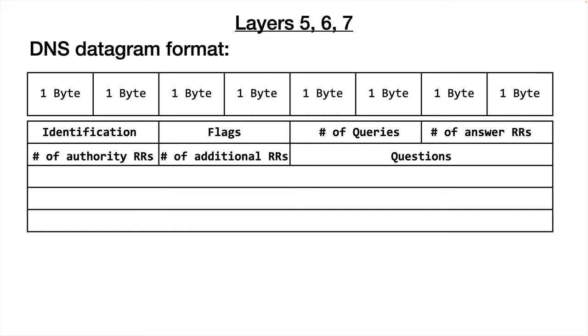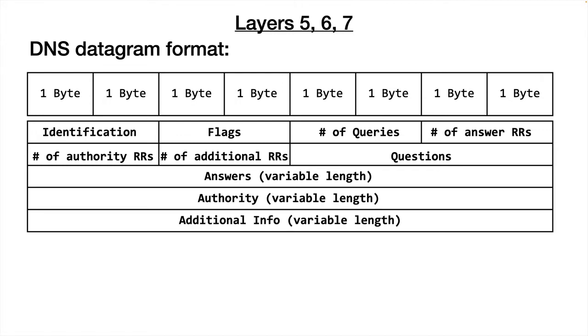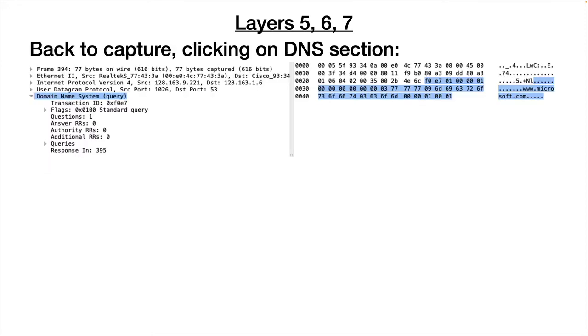And then if this is a reply, then we have answers. And as we'll see, these can be quite large here in a moment. But those are all the parts of the DNS query. We have the answers, we have the authority, and then we have that additional info we talked about. So let's jump into Wireshark and look at this.